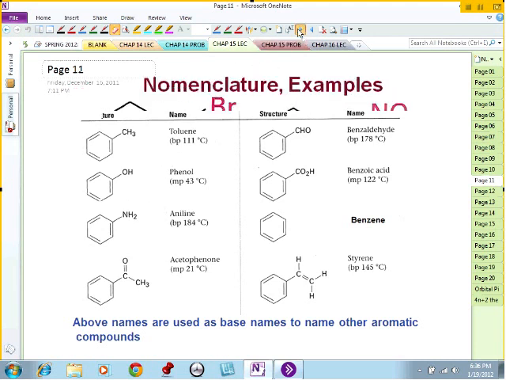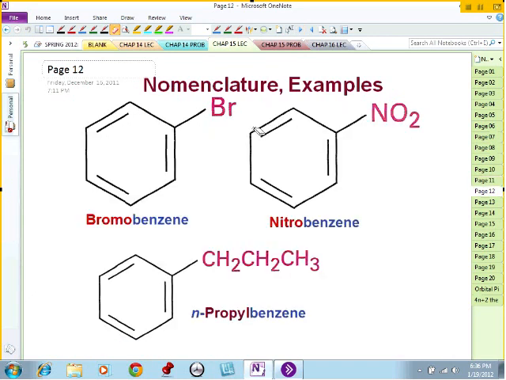And of course, the root of nomenclature very often is the same set of rules that we have been accustomed to when we did organic one. In this particular system, this molecule we call bromobenzene, simply meaning that this is a derivative of benzene. And this is a nitro group attached to benzene, so we call this nitrobenzene. Here you have the propyl group attached to benzene, so we call this propyl benzene.